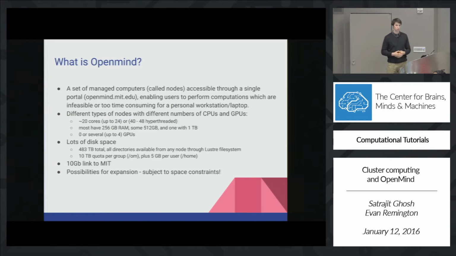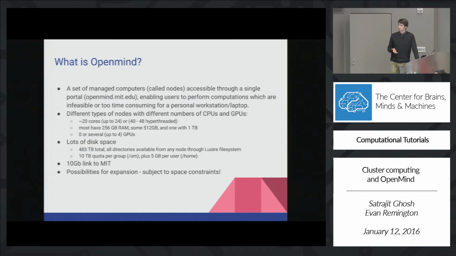Most of the nodes have 20 cores, although it's up to 24. That should be, I thought it's 32. 32. I think one node has 32. Not a big difference. Most have 256 gigabytes of RAM, which if you start using the computing cluster for certain problems, can make a huge difference between how fast something runs on your computer versus an OpenMind node. And some even go up to 512 or 1 terabyte of RAM. There can be anywhere from 0 to several GPUs.